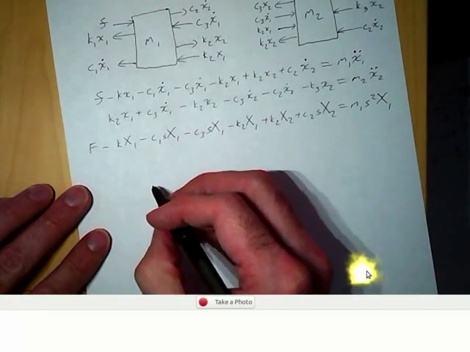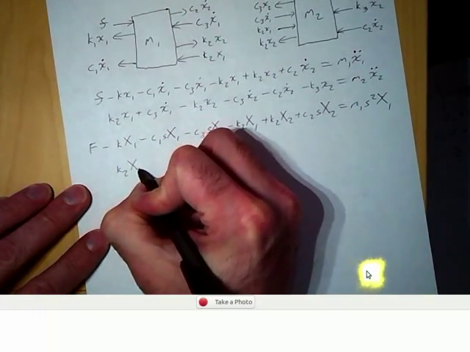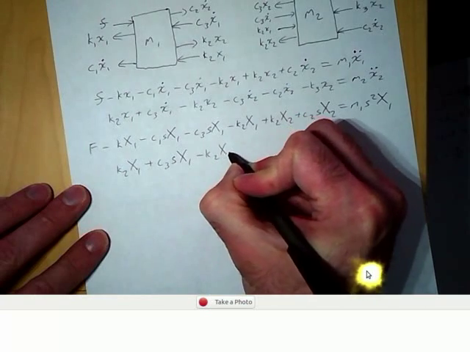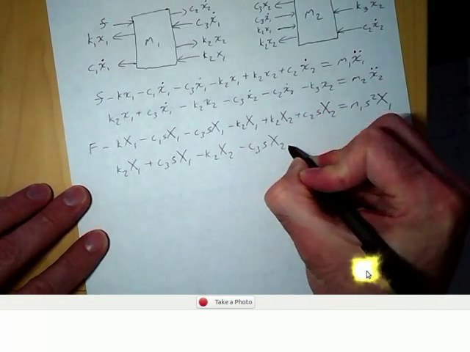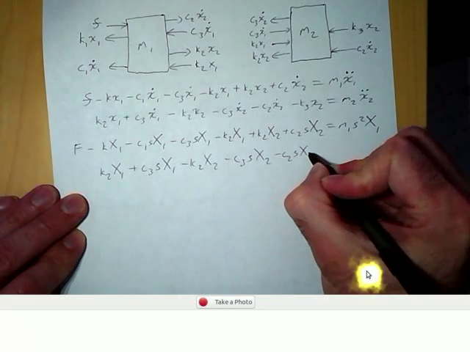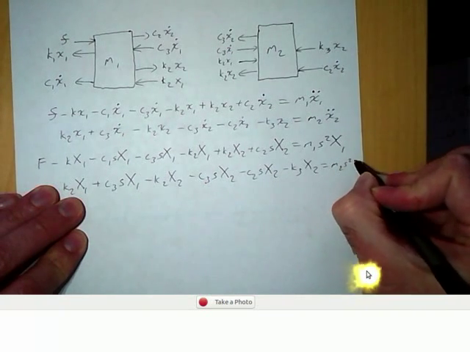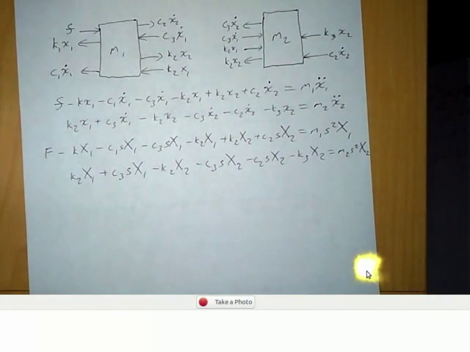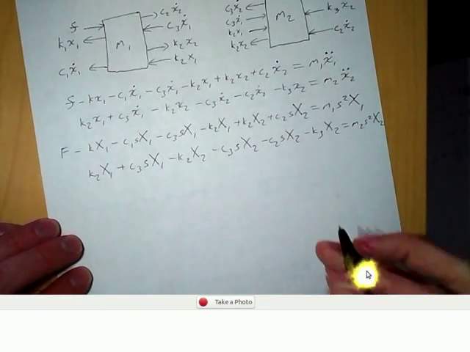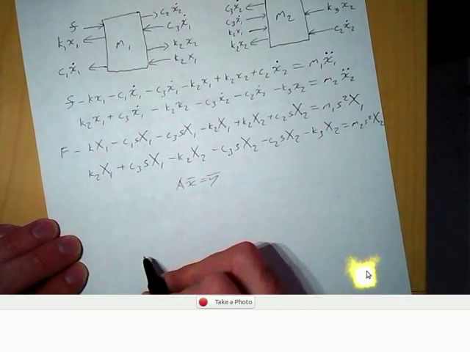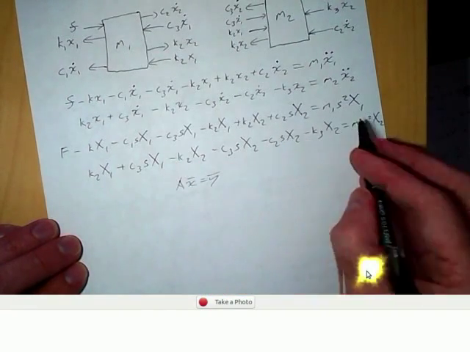Take the Laplace transform of the second equation: K2 X1 plus C3 S X1 minus K2 X2 minus C3 S X2 minus C2 S X2 minus K3 X2 is equal to M2 S squared X2. Now we will rearrange these and get the transfer function. So we're going to put this in matrix form. Again, we'll have AX equals Y. So we want to group all the X1 terms and all the X2 terms.